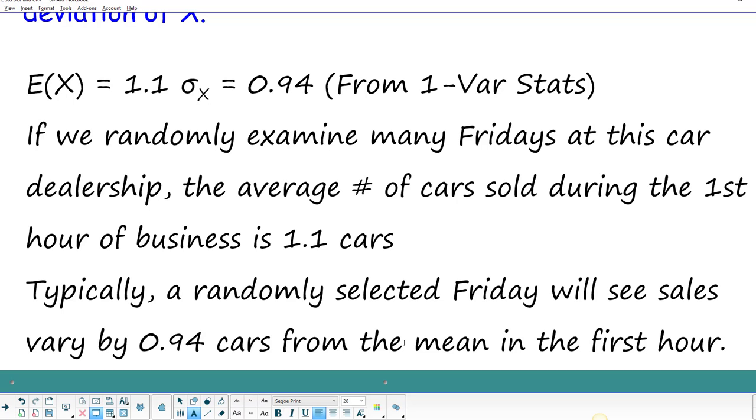A typical variation will see anywhere between 1.1 plus this 0.94 or all the way down to minus 0.94, which is essentially like selling anywhere between 0 and 2 cars would be seen as typical. Anything more than that would be considered atypical.